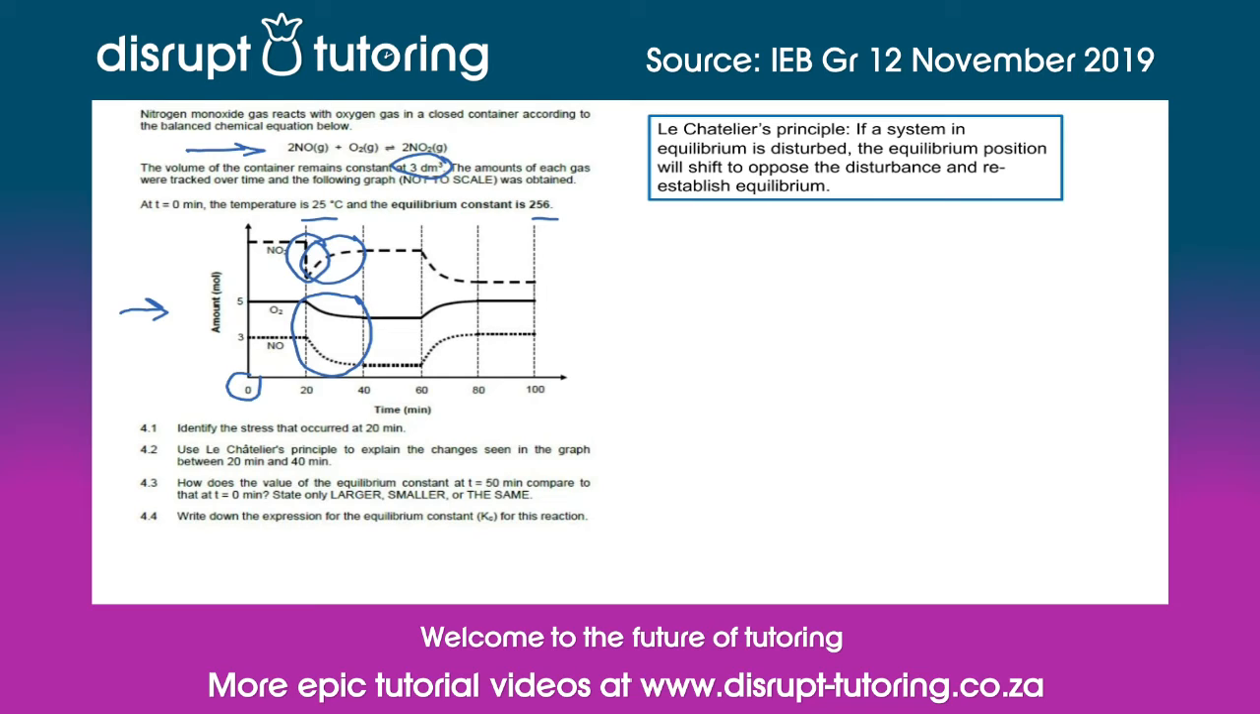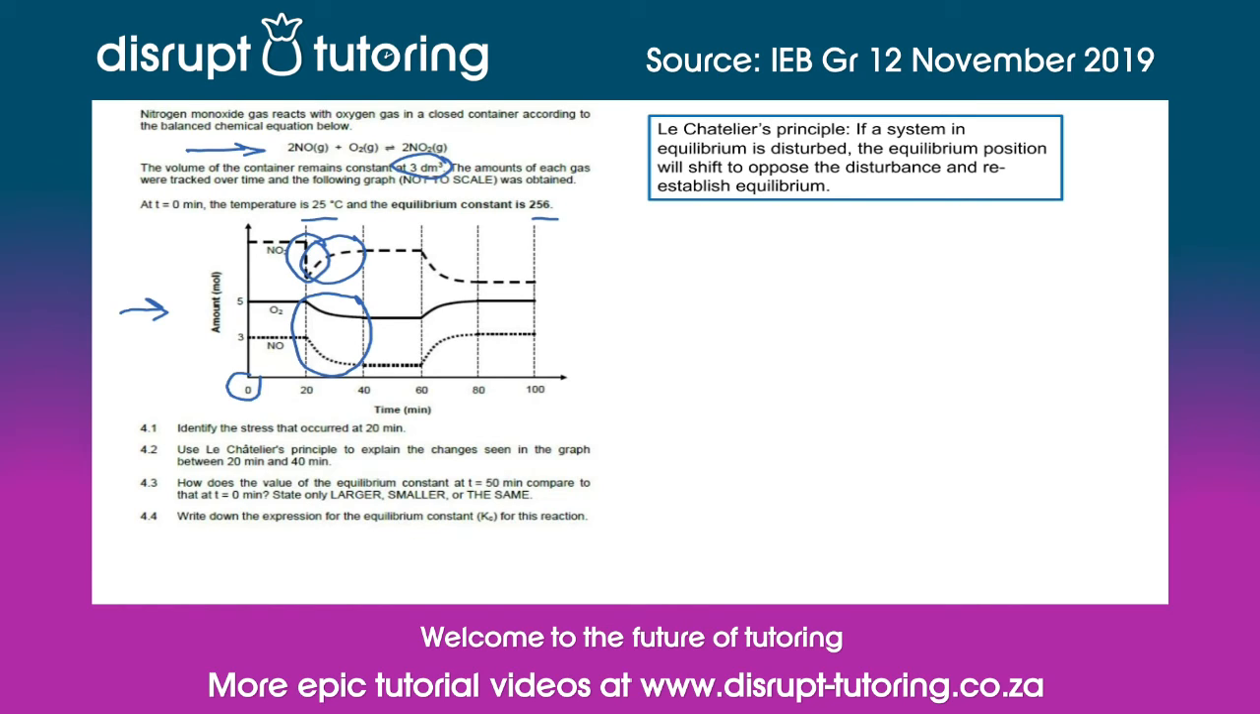The final question asks us to write down the expression for the equilibrium constant for this reaction. And the equilibrium constant is a ratio of concentrations of products and reactants where the concentration has been raised to the power of the coefficient of the substance in the balanced equation.